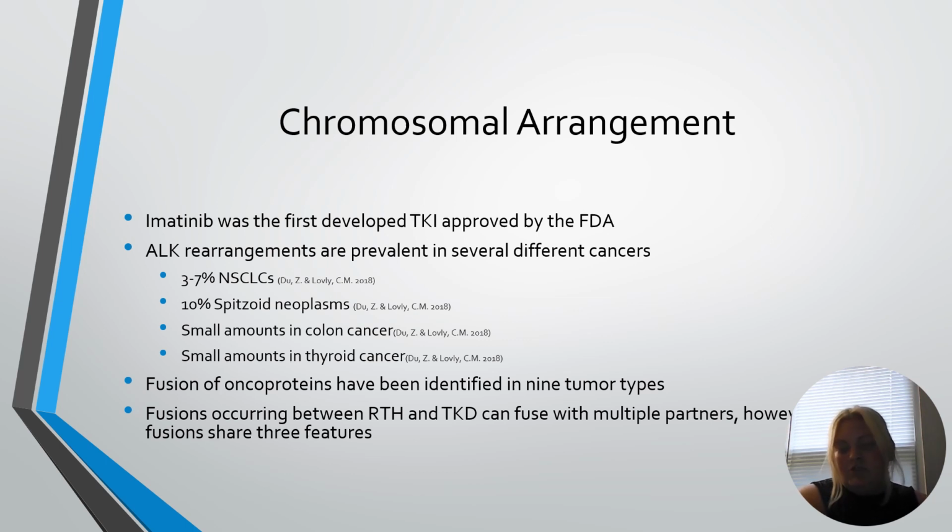The first feature of fusion includes a regulatory unit to dictate the expression of fusion. The second feature is that most partners contribute an oligomerization domain to promote ligand-independent kinase activity. Lastly, the most common oligomerization domains found in fusion partners are called coiled-coil domains.